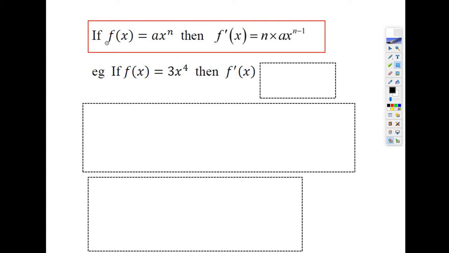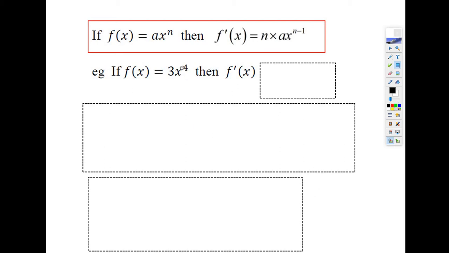If you've got a function that's in the form of ax to the nth power, then the derivative is really easy. All you do is take the exponent and multiply it by the number in front, the coefficient. Go n times a. That's half your answer. And then take away 1 from whatever the power is, the power minus 1.